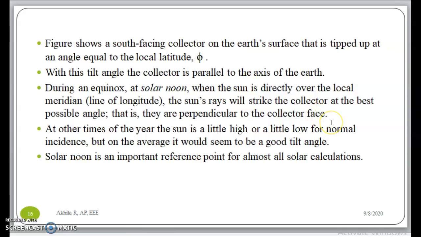So generally solar noon is what we take as the important reference point for all solar calculations. At any other times of the year, the sun will be a little higher or a little lower. So for the best tilt angle, it's always good to take it during the equinox at solar noon.